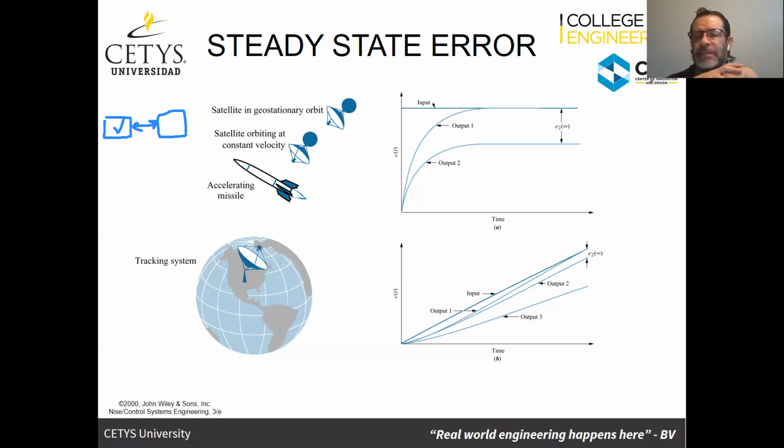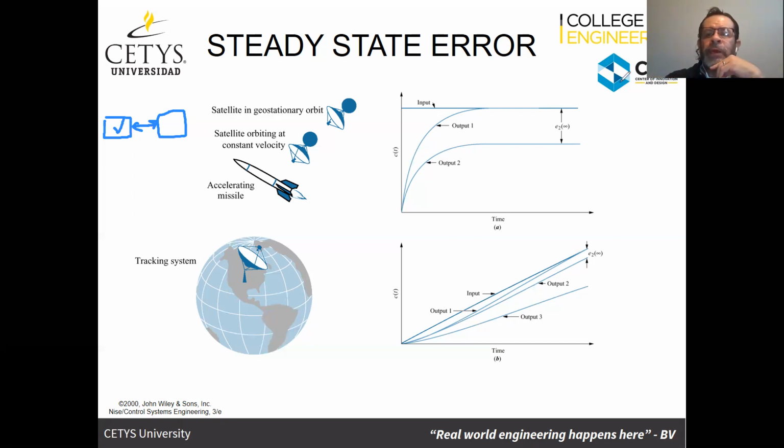Now, for each of these cases, assuming that the system is stable, we want to understand in the end how far apart we are going to be from the desired value, depending on the type of input. And this is going to depend on the characteristics of the system. And in the end, these characteristics of the system are going to be given by its transfer function.